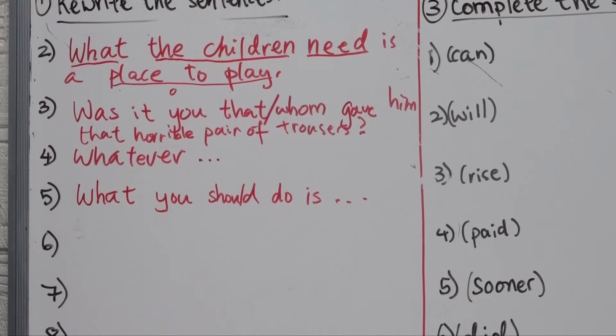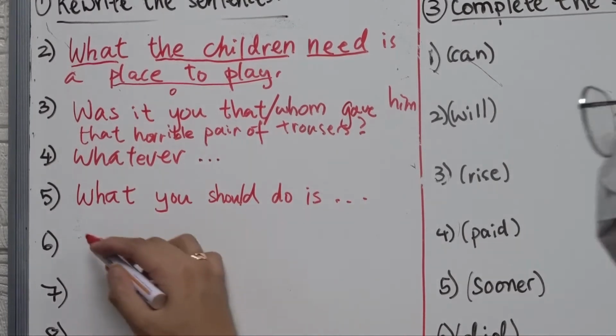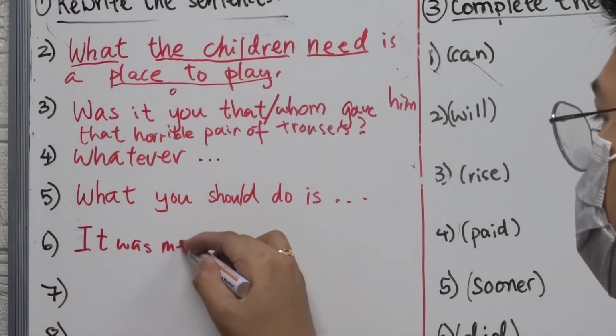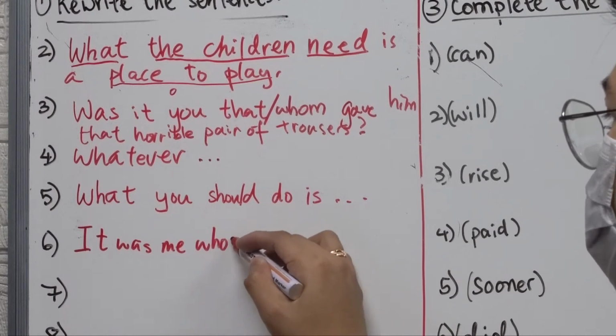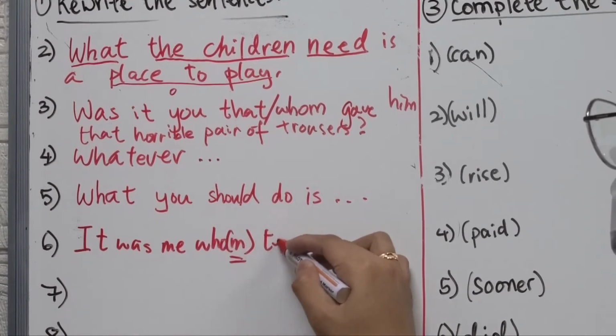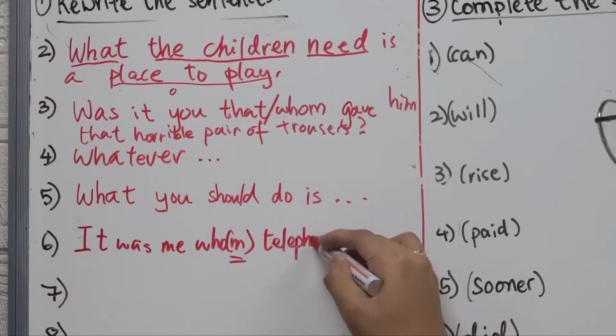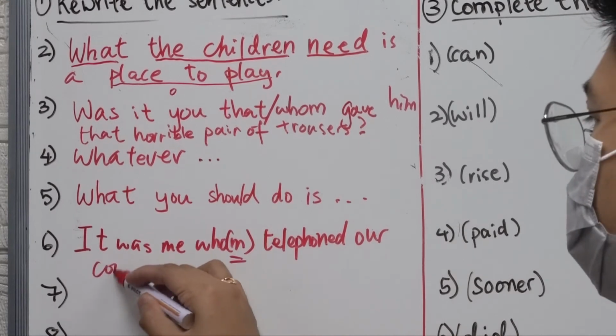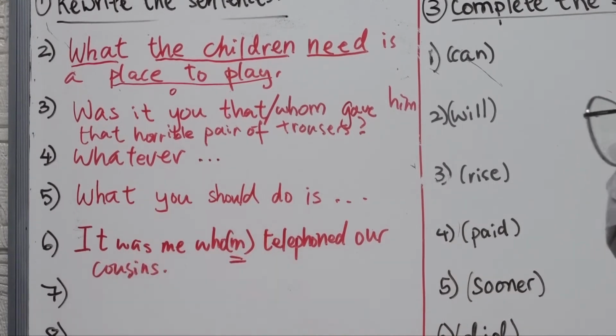Alright, let's move on quickly. I telephoned our cousins. So very simple, right? So this is a statement. I telephoned our cousins will become confirming that it was you. So it was me who telephoned our cousins.